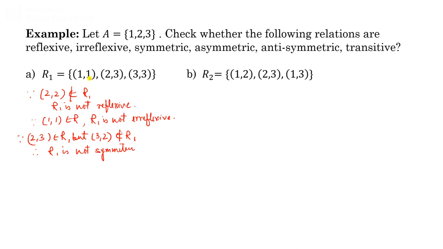Now asymmetric. Look at this, (1,1) is there. Here if you assume x equal to 1, y equal to 1, x is related to y and y is also related to x. So it means this is not asymmetric, because for asymmetric, if (x,y) is there, then (y,x) should not be there. So you can write, since (1,1) belongs to R1, assuming x equal to 1, y equal to 1, (x,y) is there and (y,x) is also there. It means R1 is not asymmetric.